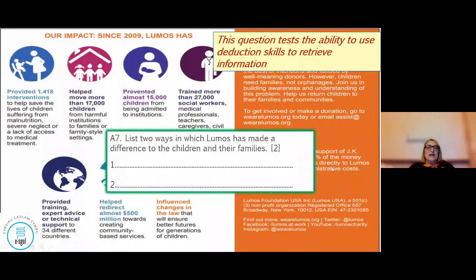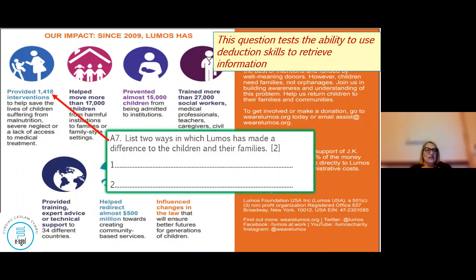Okay, so the next one. This one tests the ability to use deduction skills again to retrieve information, and it asks you to list 2 ways in which Lumos has made a difference to the children and their families. If we look at this question, it's only asking for 2 different ways, but in the actual text, there are several different ways that they've made a difference.